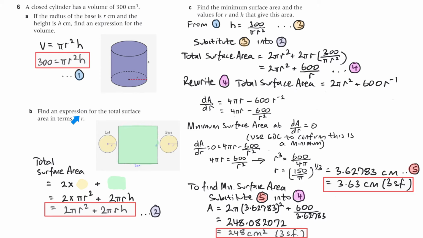Find an expression for the total surface area in terms of r. Well, remember, this is a closed cylinder, so it has a top and a bottom, which we call the lid, and a base.